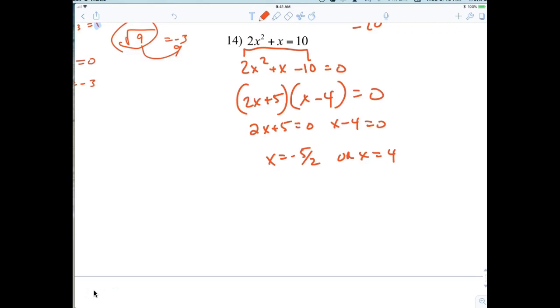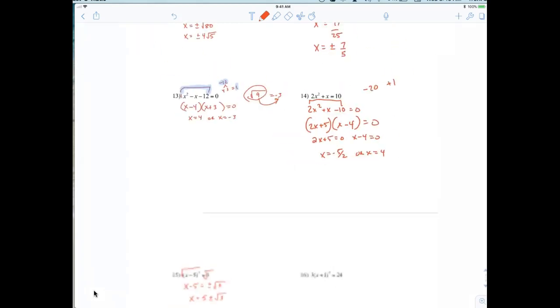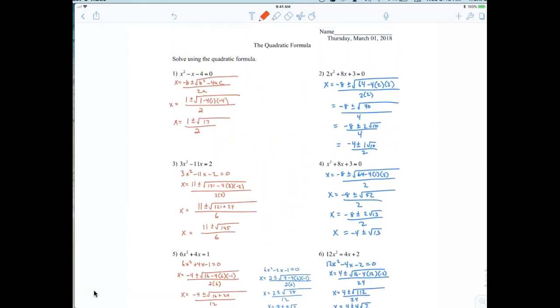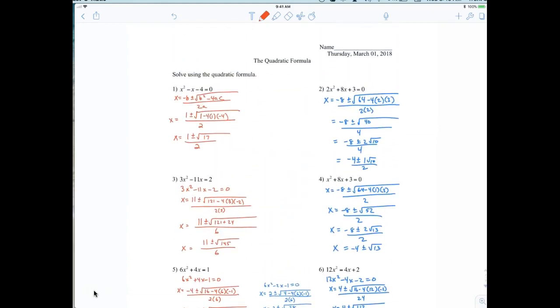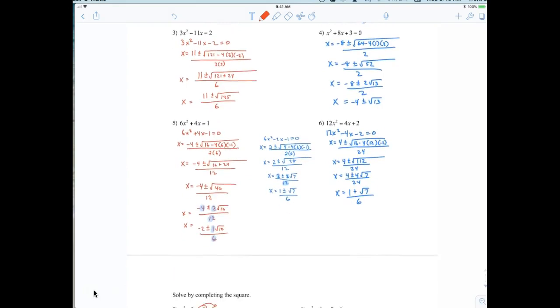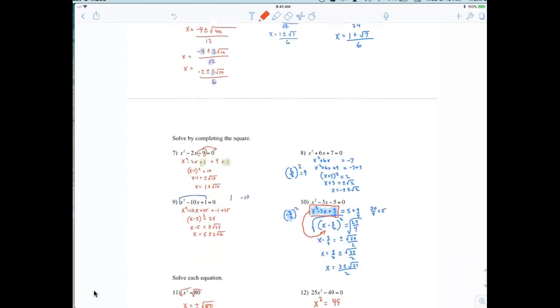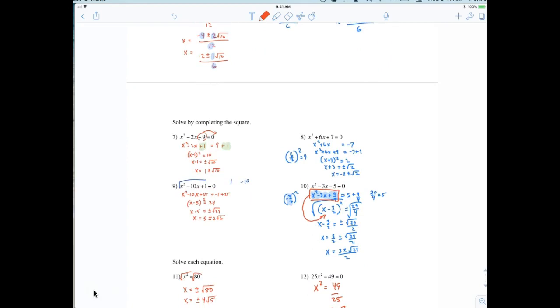Are you allowed to do x equals b plus or minus in the rad? You could do that, because it just says solve. The first 4 problems on the test are going to be solved by quadratic formula, solved by completing the square. There's 2 of each. And then the rest of them are solved however you want.